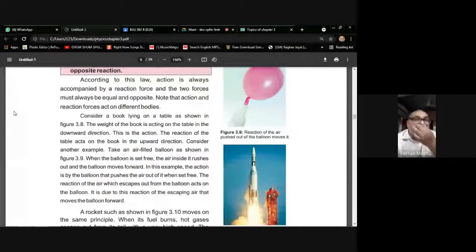Consider a book lying on a table as shown in figure 3.8. The weight of the book is acting on the table in the downward direction. This is the action. The reaction of the table acts on the book in the upward direction.